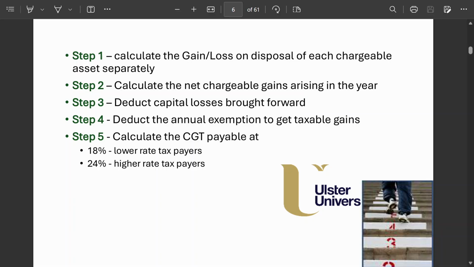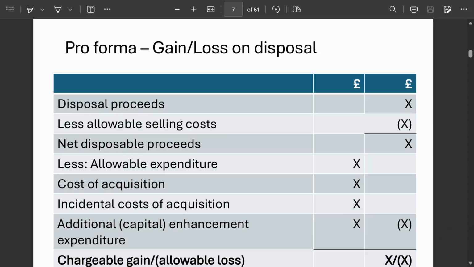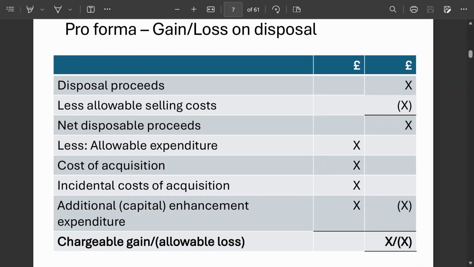Okay, so these are the steps. We need to remember the steps, and we need to remember the pro forma. There is no pro forma given for capital gains in a spreadsheet form, unlike what you have for the other types of topics. But you've got to get the pro forma from the slides. You can put this into a spreadsheet also, and this is your pro forma.